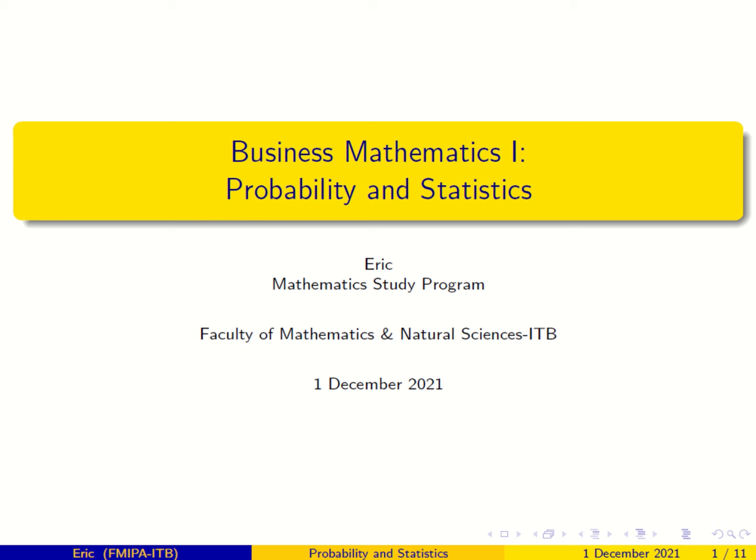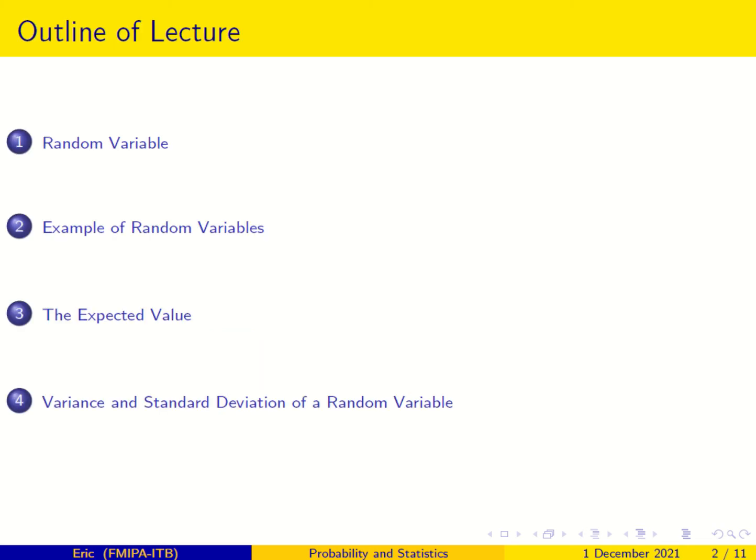So for today, we are going to discuss probability and statistics. This is the outline of our lecture: random variables, examples on random variables, and later on we will discuss the expected value, variance, and standard deviation of a random variable. So let's get started. We can start with what a random variable is.